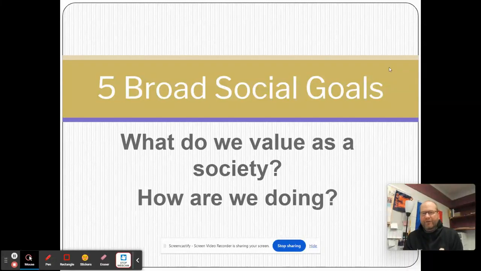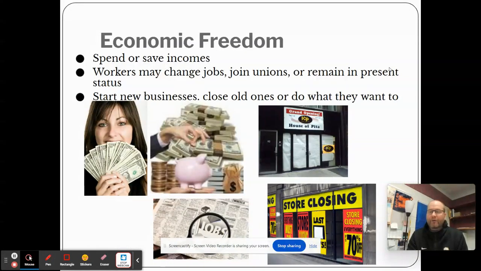All right, so here are those 5 broad social goals. What do we value as a society, and how are we doing? We're going to look at these and analyze at some point how we are doing with these 5 broad social goals. So the first goal, economic freedom.